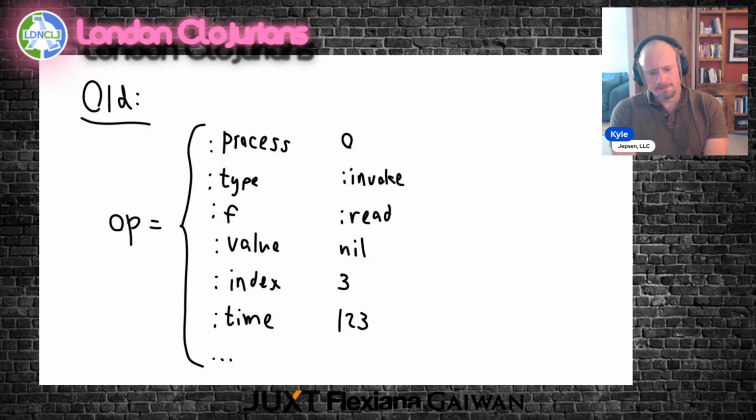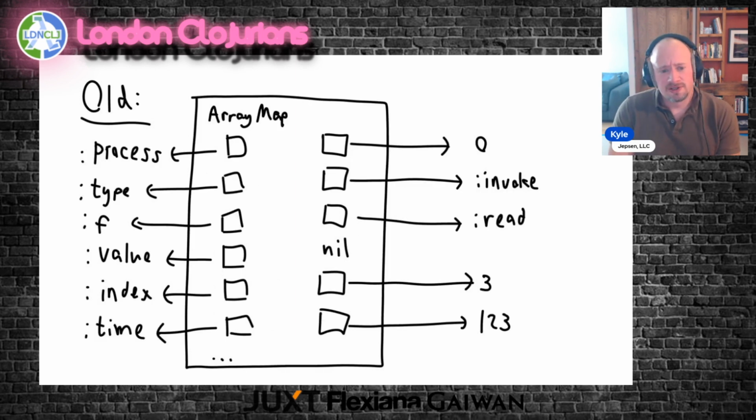Talk about histories. Histories used to represent operations as plain old Clojure maps, which is great. You should start off everything with maps. The problem is that maps internally, whether array maps or hash maps, are a whole bunch of object references. All of the keys on the left here are references to objects that live elsewhere on the heap, and all the values are references to objects that live elsewhere on the heap. The only things that are stored inline are the null pointer.